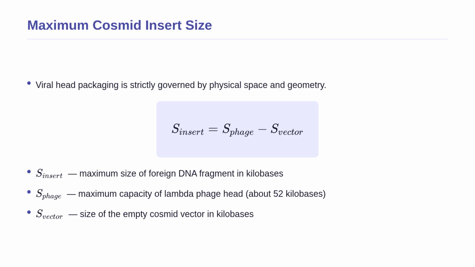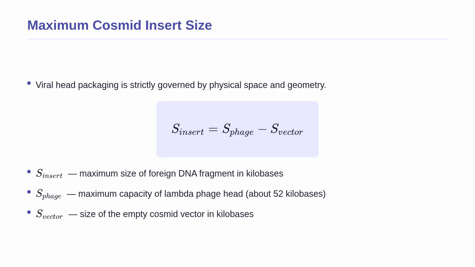Because Cosmids rely on viral packaging, we must understand the physical limits of the viral head. This leads us to the capacity formula. Conceptually, the viral head can only hold a specific, rigid length of DNA before it overflows.